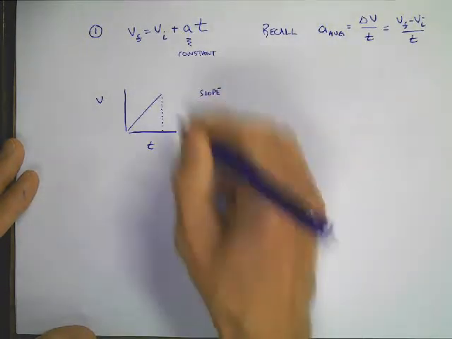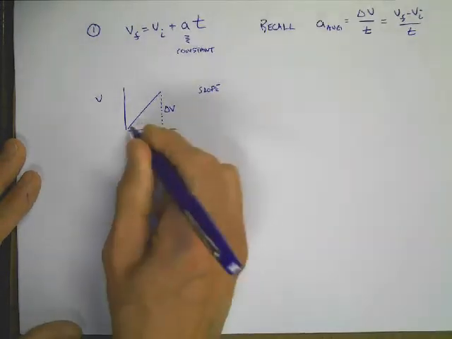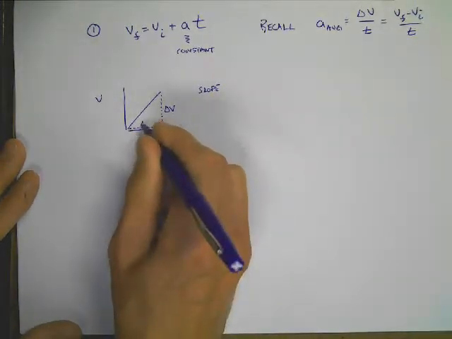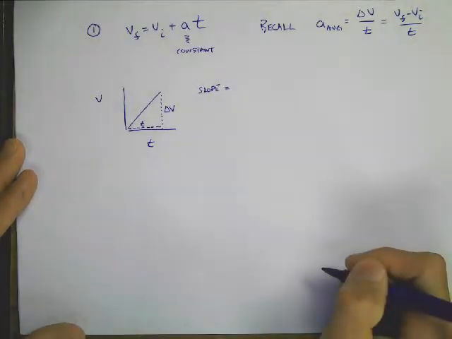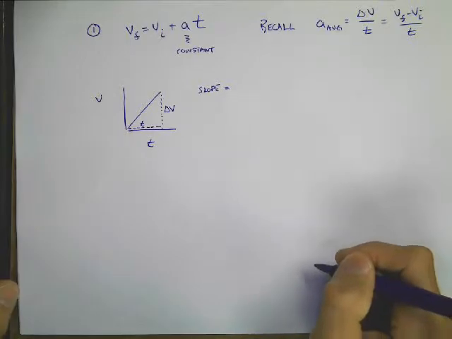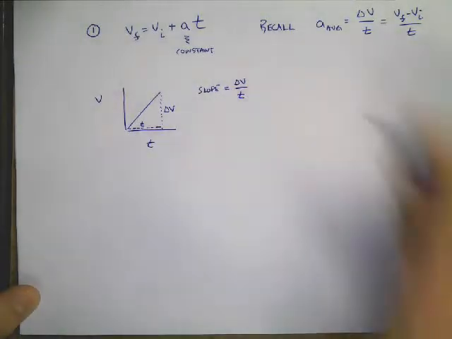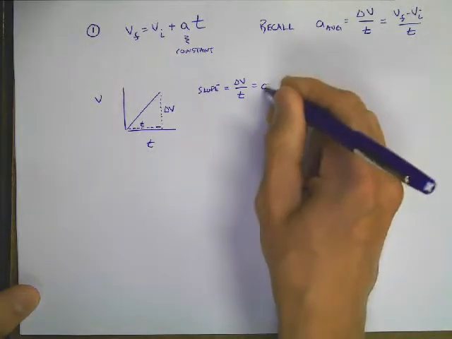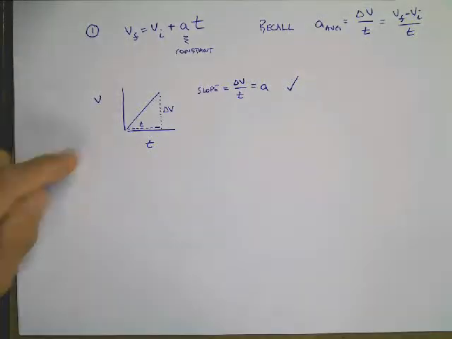But if you look at this, your rise is actually your change in velocity, and your run is going to be a time. So when you find the slope of a line in a velocity time graph, you're really finding the change in velocity over time. And of course, that's just the acceleration. So this is something that we learned the other day, that the slope of a graph of velocity versus time is equal to acceleration.